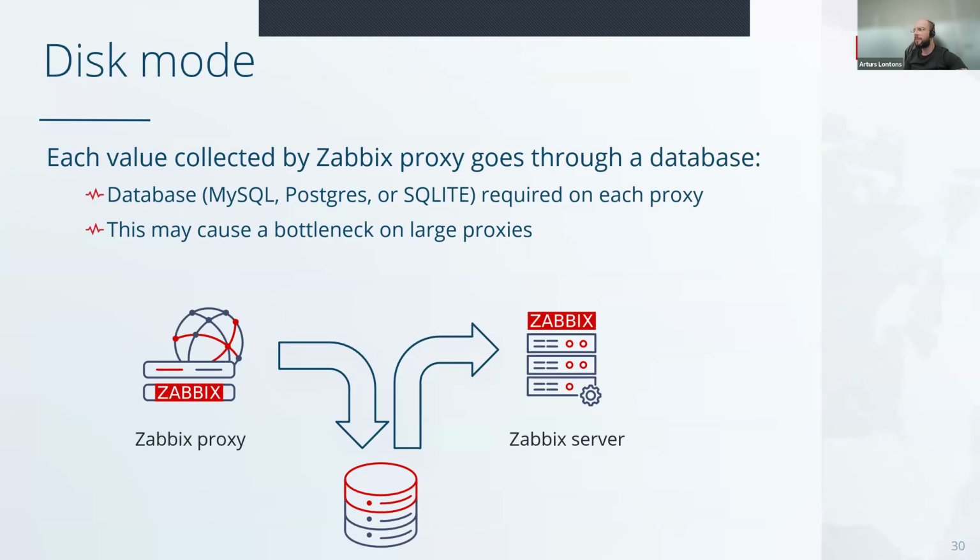Each value collected by Zabbix Proxy is stored in a proxy database, either MySQL, Postgres, or SQLite. And this can cause bottlenecks because you need to have a database and you need to have storage where the data gets written. And that storage, especially on embedded hardware, can be quite slow, right? So that is an unnecessary performance bottleneck. That's disk mode.